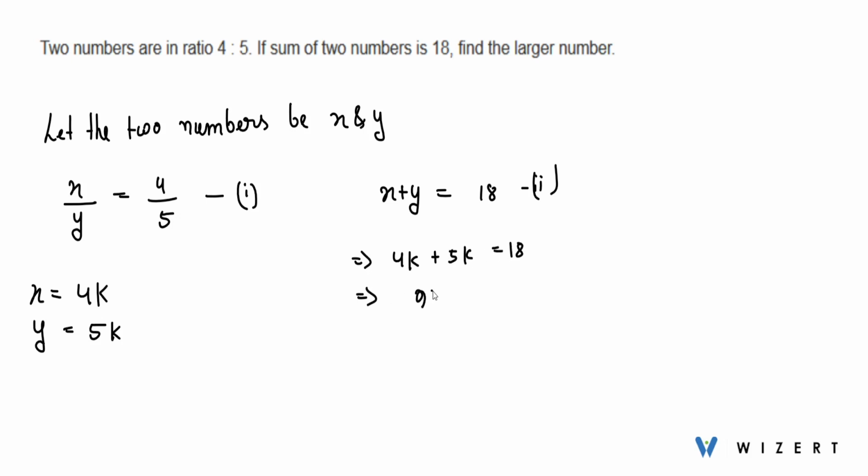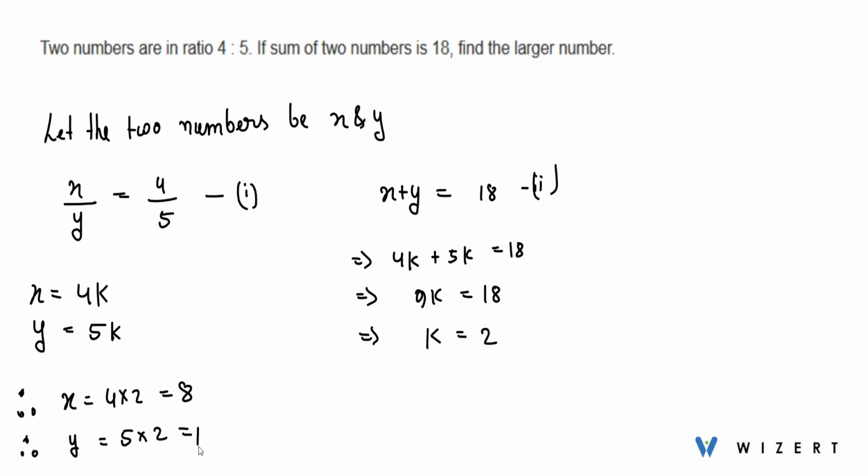So 9k will be equal to 18. Divide both sides of the equality by 9. So k will be equal to 18 upon 9, which is equal to 2. So the value of k is 2. Therefore, the value of x will be equal to 4 multiplied by 2, which is 8, and the value of y will be equal to 5 multiplied by 2, which is 10.